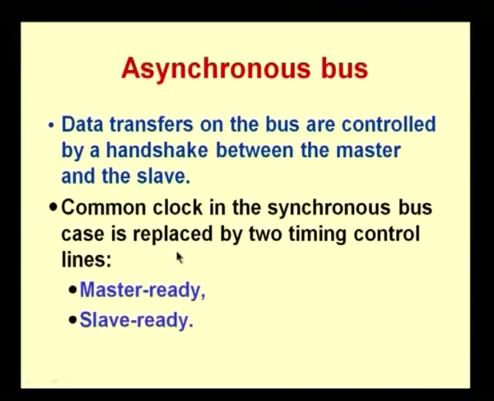When we talk of an asynchronous bus, we do not have a common clock as in the case of a synchronous bus. In a synchronous bus, we have a common clock and all timing is decided with respect to that common clock. Whereas here in an asynchronous bus, instead of that common clock, what we actually have is two timing control signals, one called master ready and one called slave ready. So, instead of a common clock, we have these two timing control lines, master ready and slave ready.